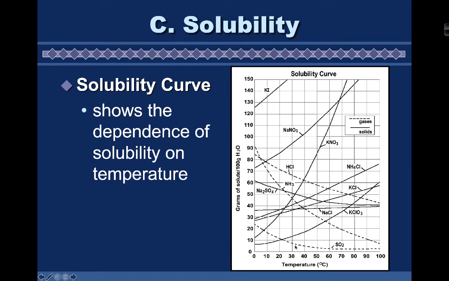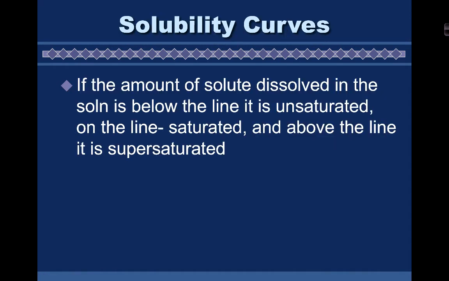If I'm looking at sodium nitrate, and I go to 30 degrees, it says that I can dissolve about 95 grams in 100 grams of water. Now, if I increase the temperature, I can increase the amount that I can get in that solvent. Typically when you look at the solubility curve, if the amount of solute dissolved is below the line, it's unsaturated. You can dissolve more in there. If it's on the line, it's saturated, and if it's above the line, it's supersaturated.